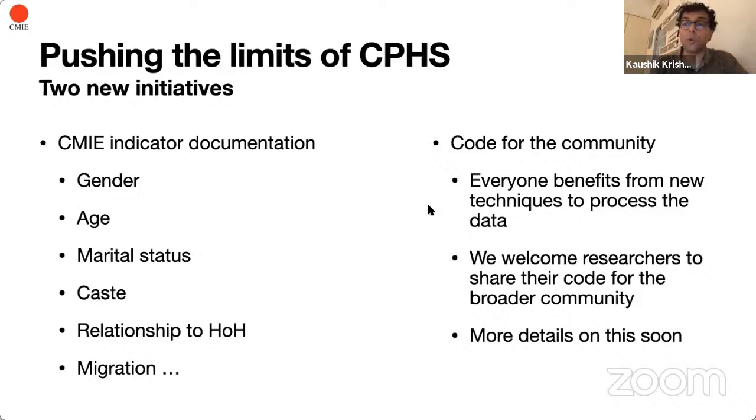We'll be delighted to host code of anybody else who would like to contribute interesting tools that they've developed in massaging the data, in processing the data.